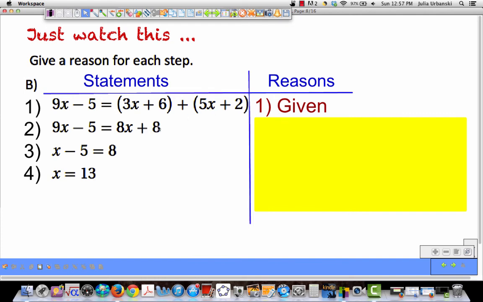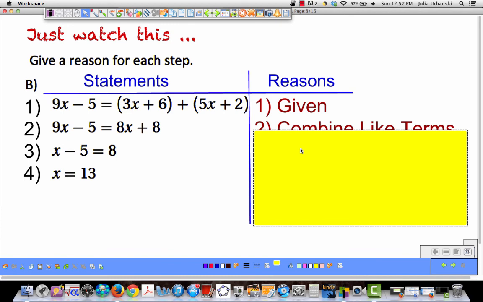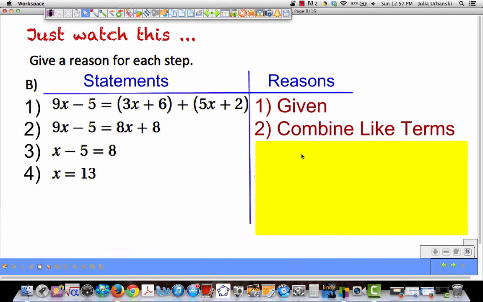But number 2 is, how did we go from here to here? Look, 9x didn't change, minus 5 didn't change, 3x changed. 3x and 5x went together to form 8x. 6 and 2 went together to form 8. So we call that, from algebra, combining like terms, and that's what we did. We combined like terms. You're always looking for what changed, what happened from this step to the next step, so that you can explain what happened.